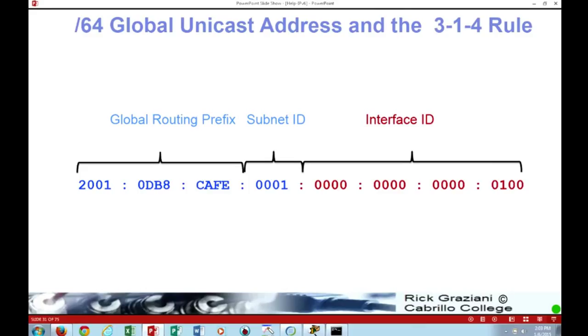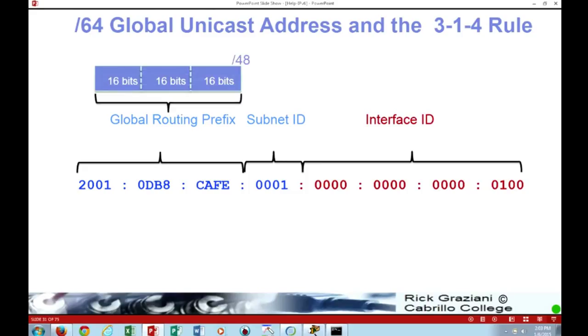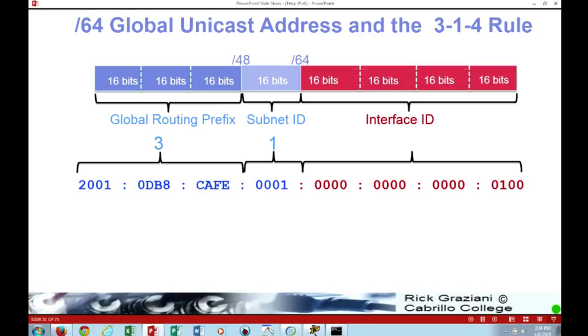Okay, so reading this, I have a little rule that I made up. I call it my 3-1-4 rule, or 4-4. Most of the networks we're going to be dealing with will be slash 48. The global routing prefix from the provider is a slash 48 in many cases. So the first three hextets is how the internet sees us. The next hextet is the subnet ID, our subnet. Now 3 plus 1 is 4, so the first four hextets are the network portion of our address. The rest, which is 4 hextets, is the interface ID.